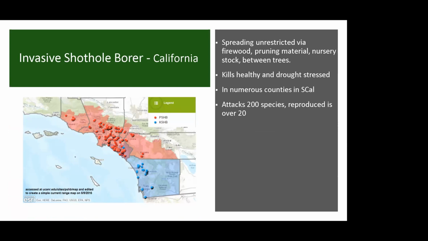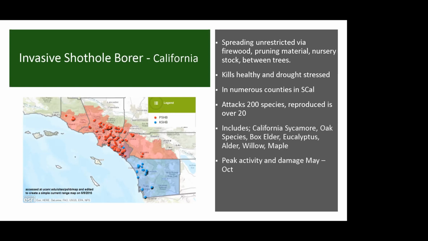They're just spreading everywhere. They attack over 200 species, which is one of the biggest concerns that we have for this particular pest, and it reproduces in over 20 of these species. So it is not only spreading fast, but it can reproduce in many, many trees, and it attacks many more than that. Some of its favorite hosts are California sycamore, oak species, box elder, eucalyptus, alder, willow, and maple, with its peak activity during the warmer months, May through October, when reproduction increases.